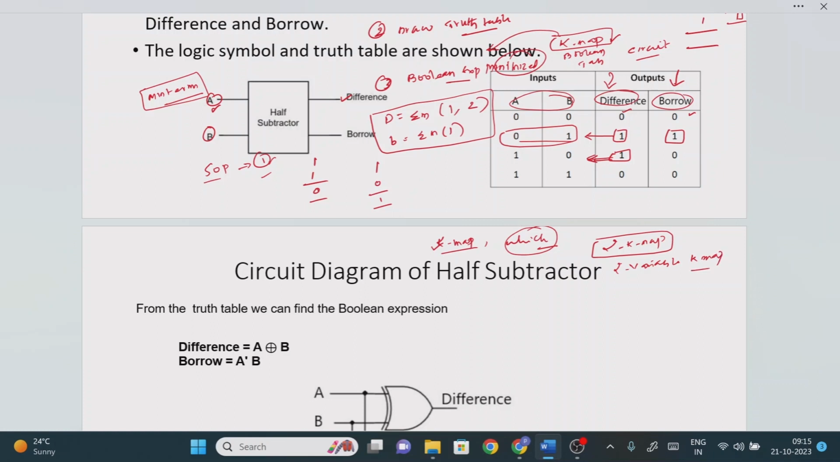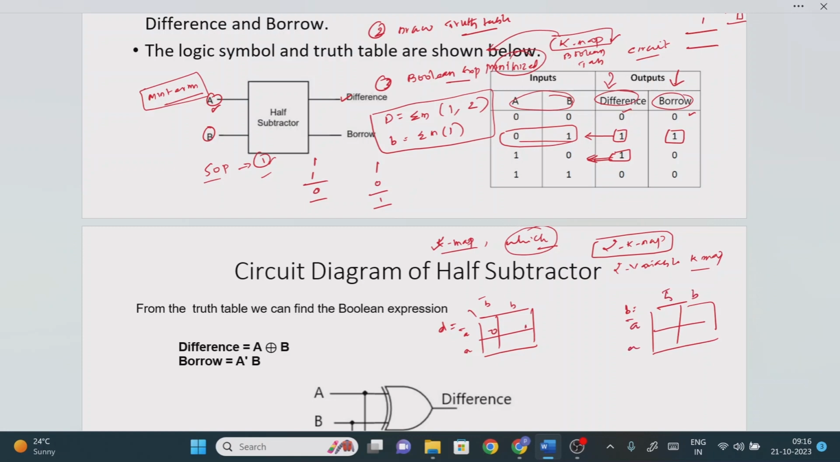So finally, 2 outputs means 2 K-maps are required, and 2 inputs means 2 variable K-maps. One K-map is for the difference, another K-map is for the borrow. So what K-map do you require? A 2 variable K-map. Let me write down A bar, A, B bar, B. For the other K-map we have the same thing: A bar, A, B bar, B.